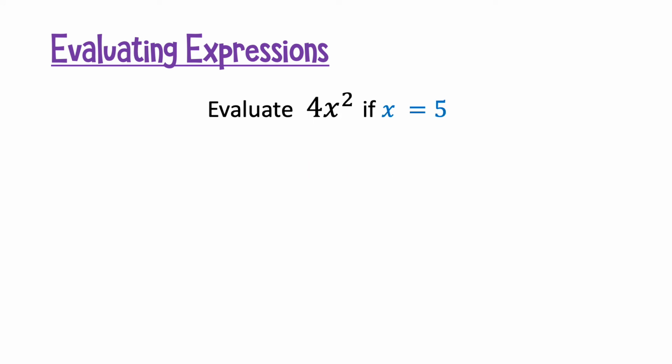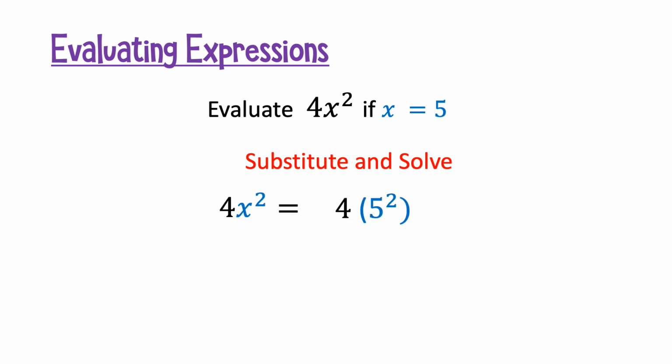Our last example for evaluating expressions has an exponent. If we substitute and solve, we see that we have 4x squared, which is equivalent to 4 times 5 squared. Since 5 squared is 5 times 5, or 25, this is equal to 4 times 25. 4 times 25 is 100. And that's it for a review or quick examples of evaluating expressions.